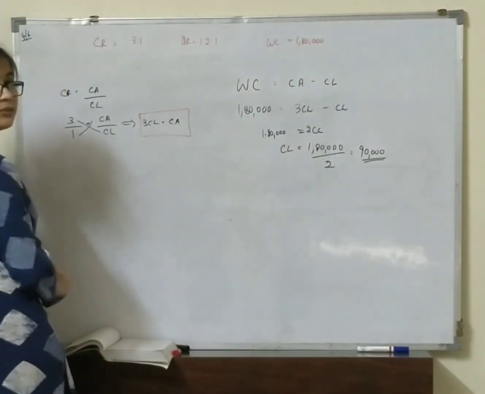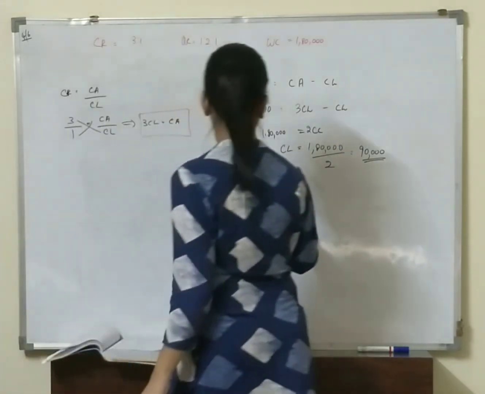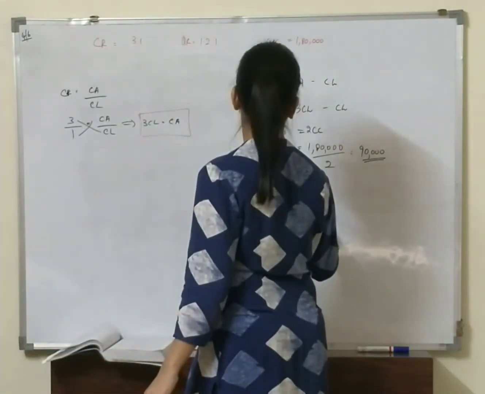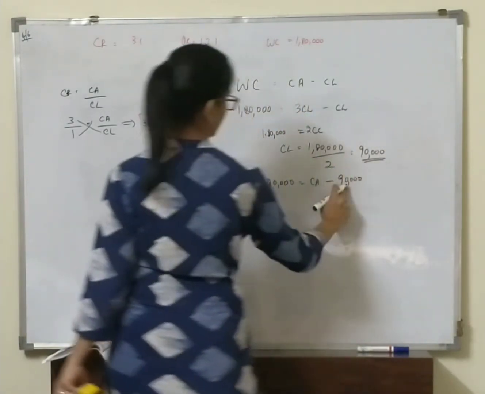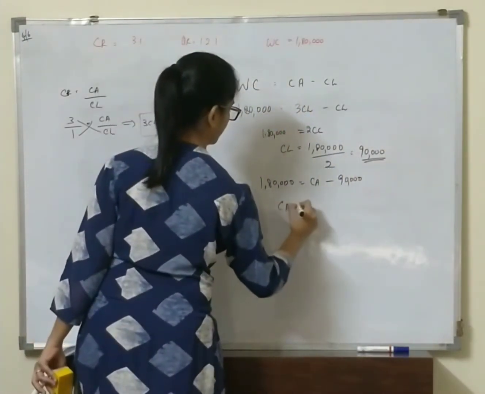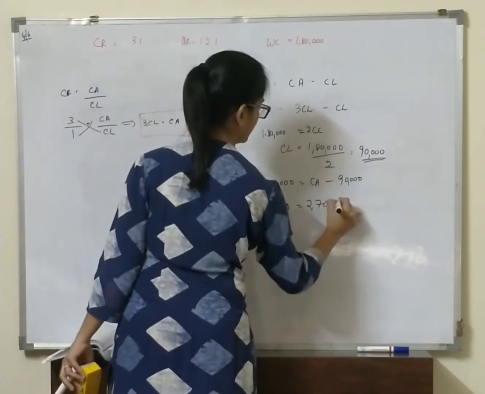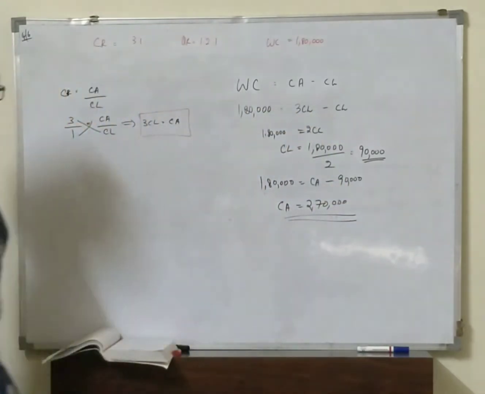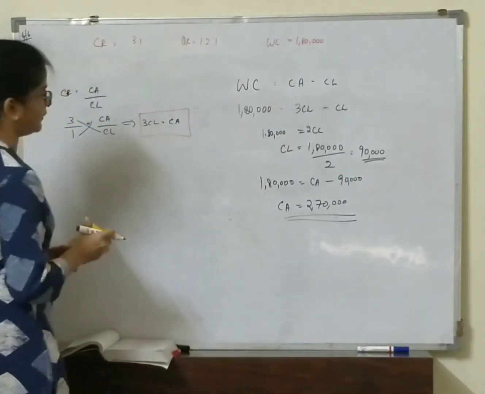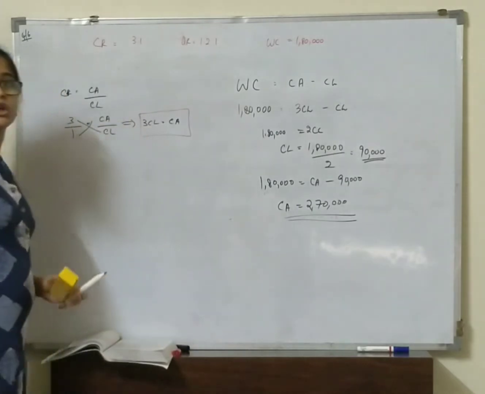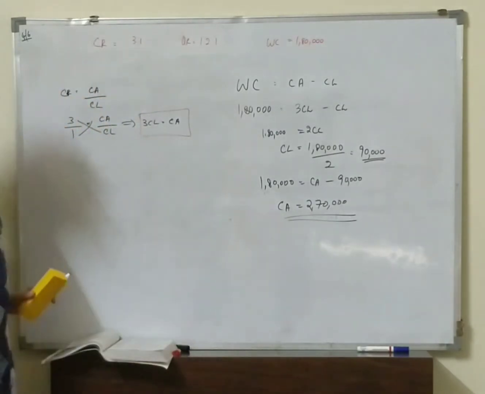Now we can substitute the same for our current assets. 1,80,000. We don't know current assets, we know our current liabilities, that is 90,000. So current asset will be 1,80,000 plus 90,000, that is 2,70,000. Clear? Now what should we find out? Total current assets. We have got the current asset as 2,70,000. Now we need to find out the inventory.